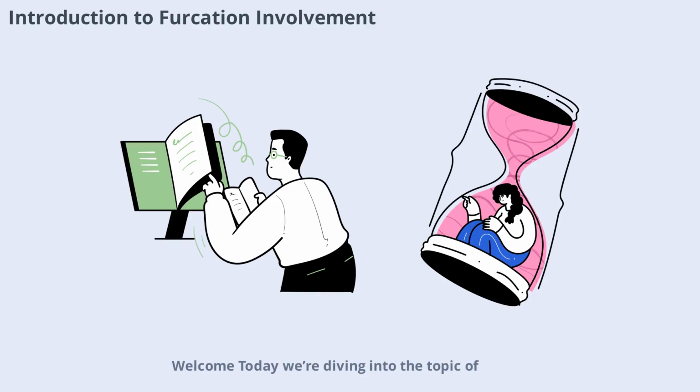Welcome. Today, we're diving into the topic of furcation involvement, a significant challenge in periodontal care. Furcation involvement refers to the pathological loss of bone in the area where the roots of multi-rooted teeth meet, most commonly due to periodontal disease. Understanding this condition is crucial for dental professionals, as it directly affects treatment planning and prognosis.